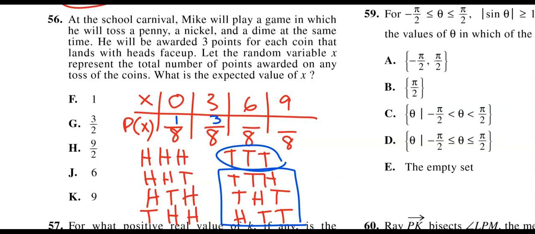How many would he earn 6 points on? Everyone that has 2 heads in it would be 6 points. There are 3 of those. And there's only 1 left that would be his 9-point win.